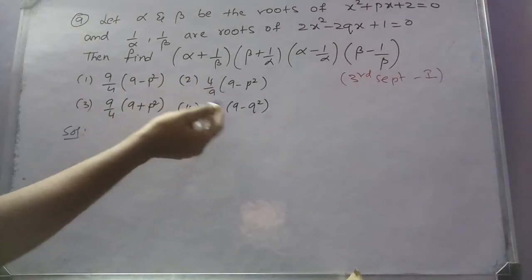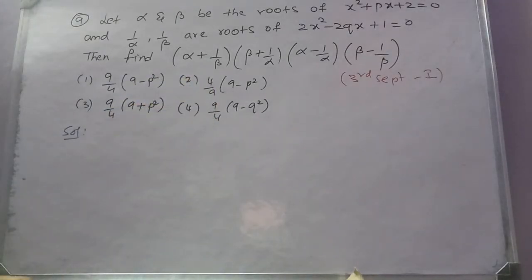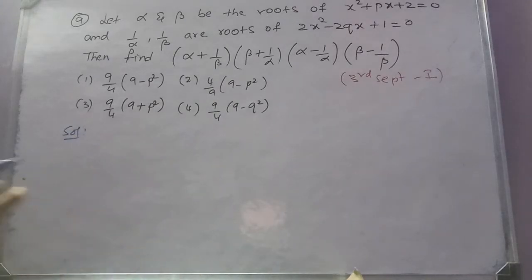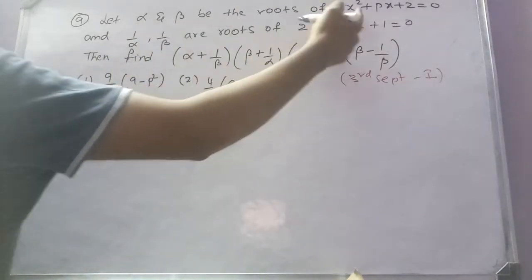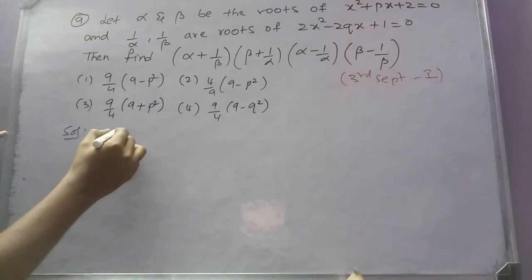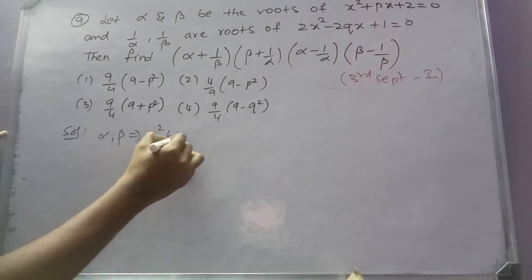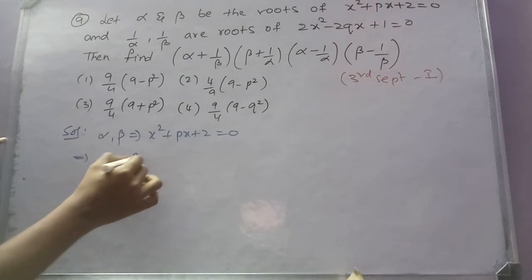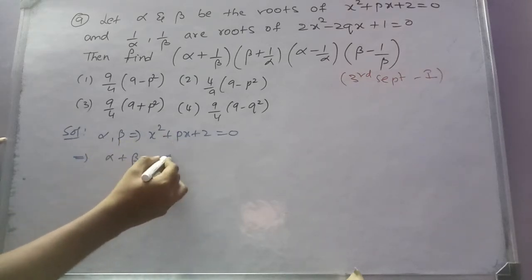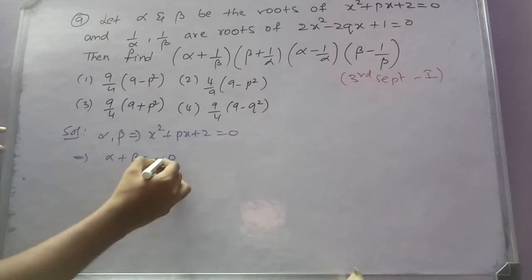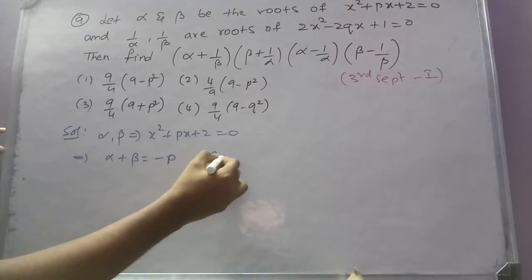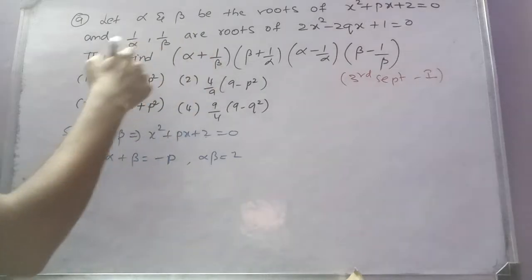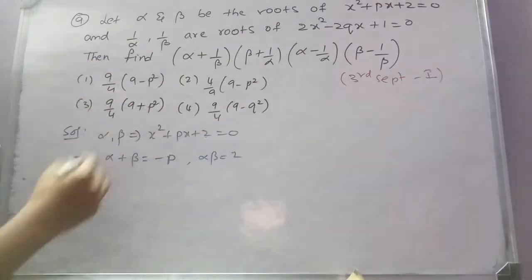Here are our four options. Very easy actually. Frankly to say, just solve it, you will get the answer. There is no doubt in that. So alpha and beta are the roots of the first equation, x square plus px plus 2 equal to 0. So this will give you alpha plus beta is equal to minus b by a, which means minus p. And alpha beta is equal to c by a, which means 2. Remember this. Next, 1 by alpha and 1 by beta are the roots of this equation.